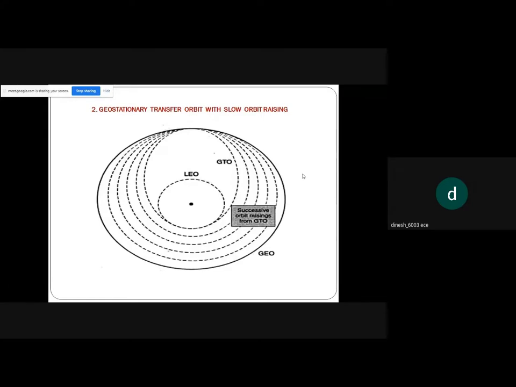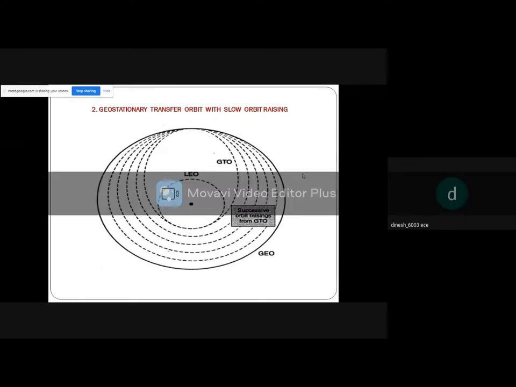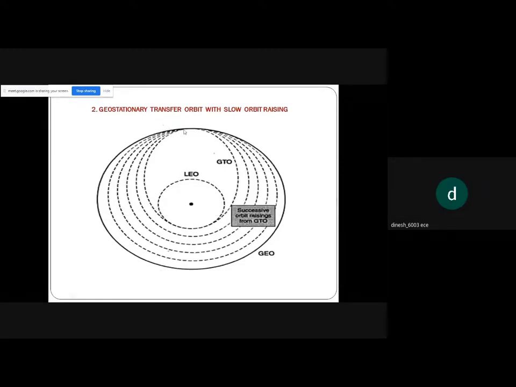All the geostationary orbits are being determined. Depending upon that, from the Earth surface, they are sent elliptically, until it reaches the path. You can see that this is the path. Geostationary transfer orbit with slow orbit raising. You can see that it starts from here and goes and goes.